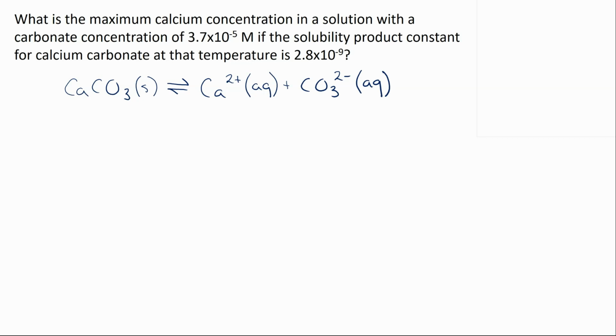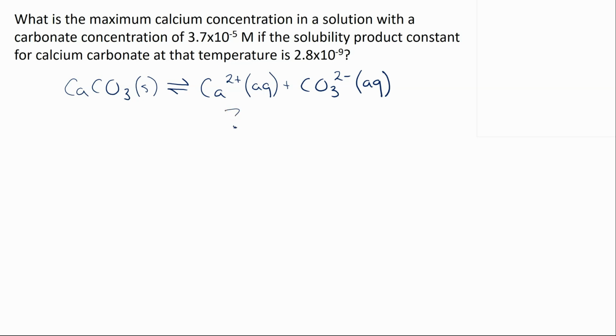Equilibrium constants can be used to calculate the concentration of reactants or products if a system has reached equilibrium. In this example, we'll be using the dissolution reaction of calcium carbonate. So calcium carbonate solid dissociating to form calcium and carbonate ions in solution. In this problem, we're asked for the maximum calcium concentration.